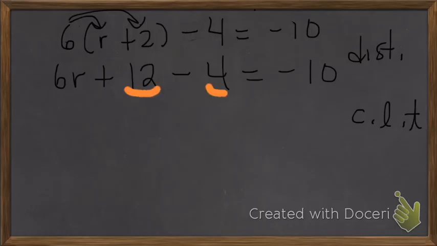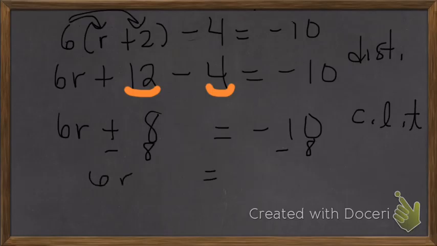So we have a 12 and a negative 4, they go together. Those are like terms. So 12 minus 4. All right, we need to undo adding and subtracting that's being done to our variable. Six times r, to undo, divide.